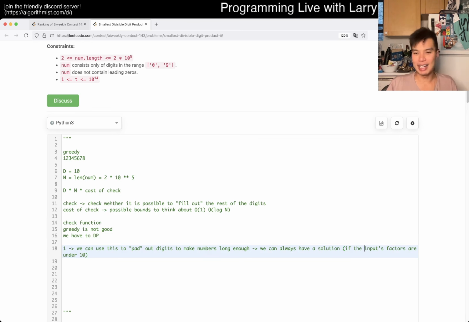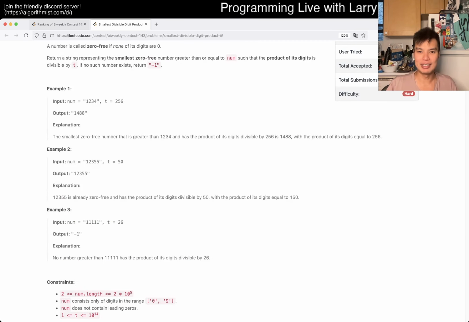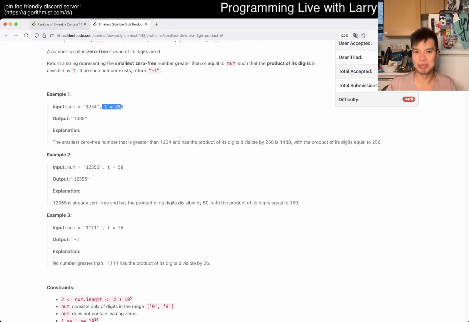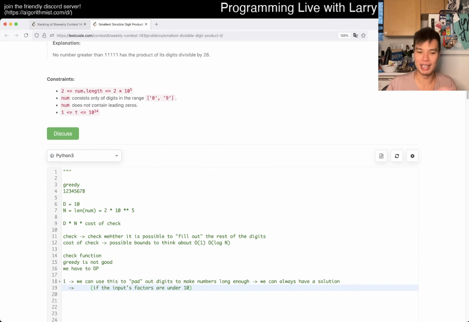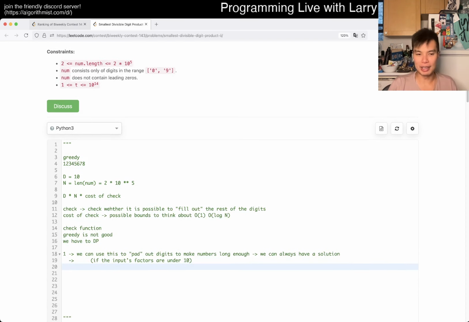What I mean by that is that if you have, say, 13, 13 is a prime, and if t is 13, well, there's no answer, right? Because there's no way to get 13 in one digit, right? And nothing multiplies to 13 under 10, right? So anyway, that's basically a short thing.